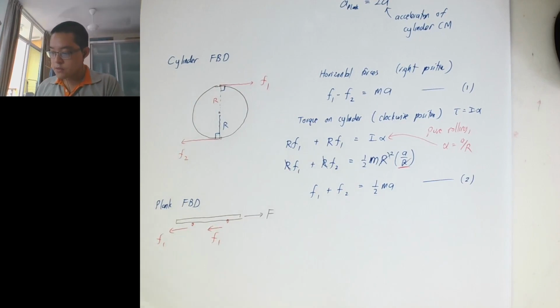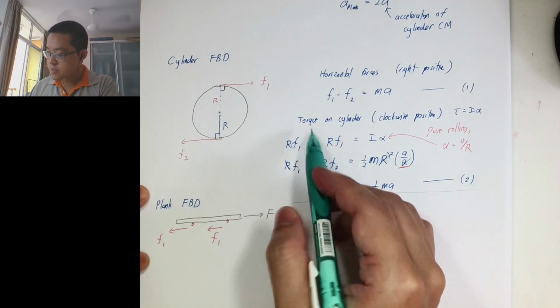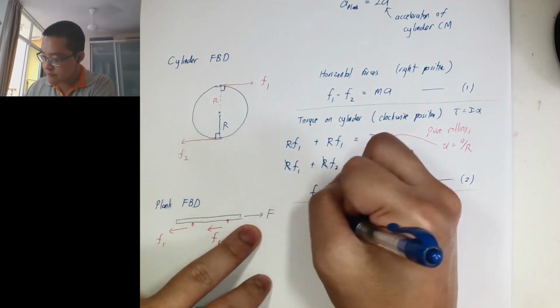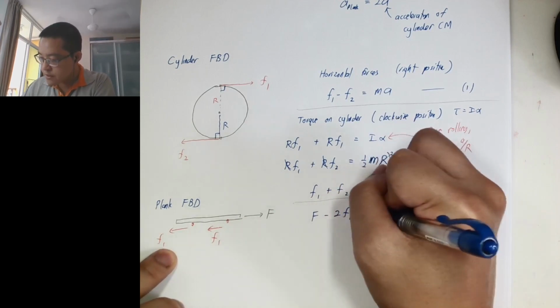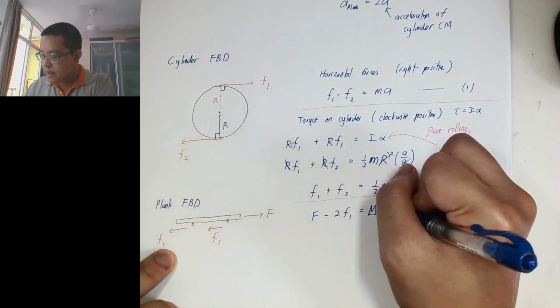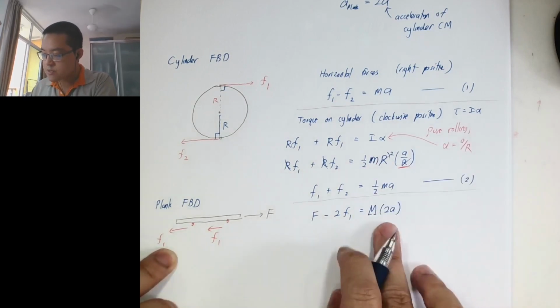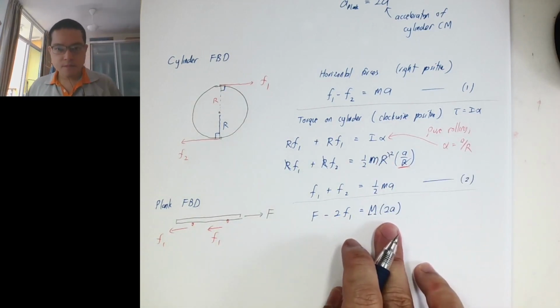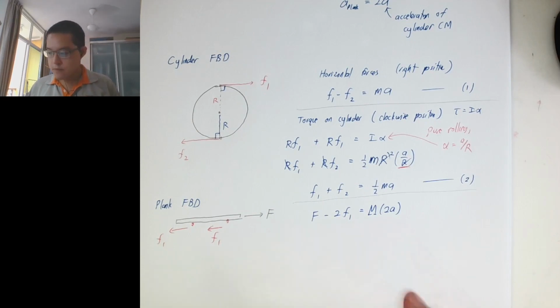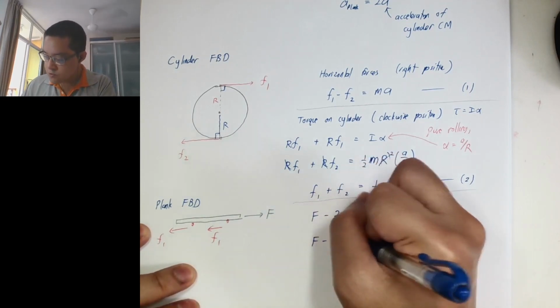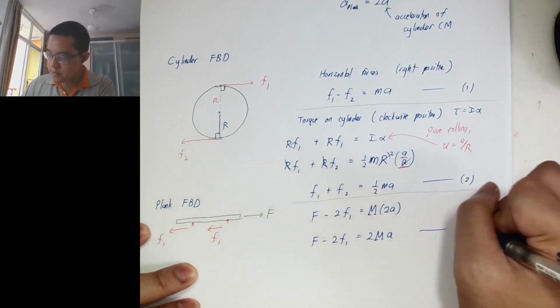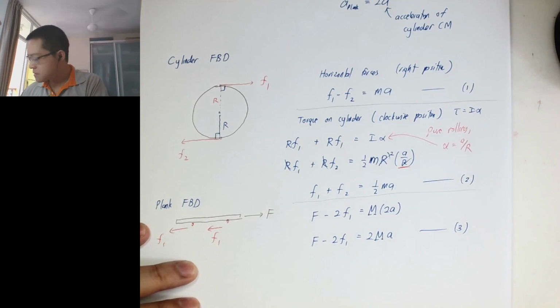Okay, so the horizontal force on the plank, right, so I got one equation, I got another equation, and the force on the plank is F minus 2F1, and then this is the big M, and then just now I have convinced you that the acceleration of the plank is 2A. Right? So F minus 2F1 is equals to 2MA. So this is my third equation.